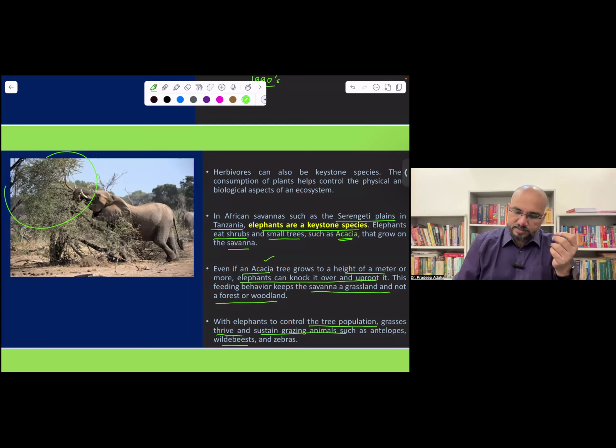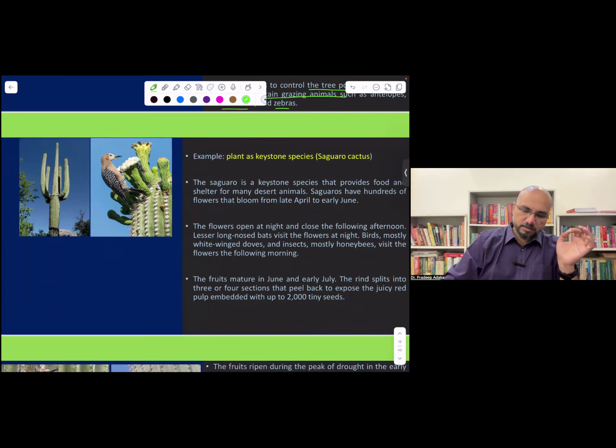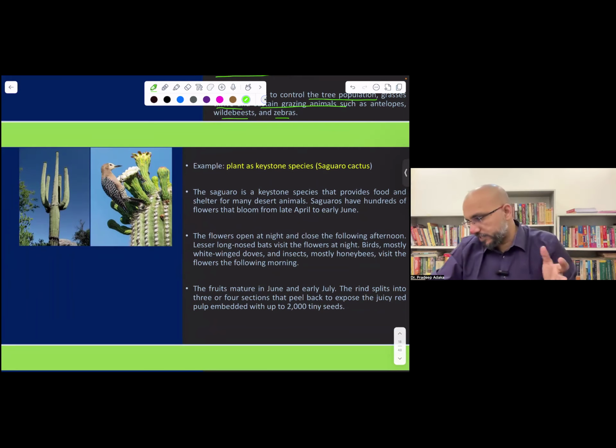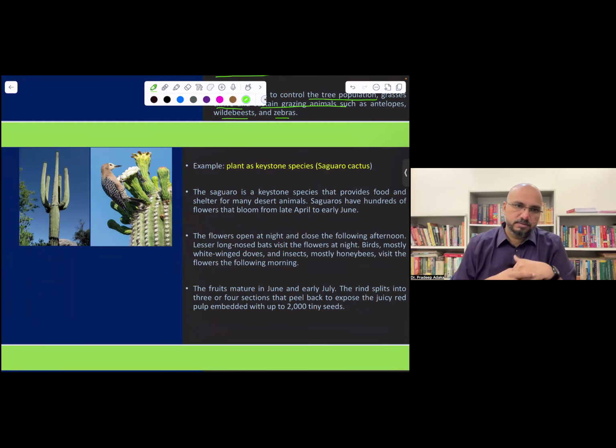So wildebeest, zebra, they depend upon the grass. Okay, so elephants, by knocking down these trees, they will not allow these trees to grow, they will maintain the grassland. Okay, so elephants or herbivores can also be a keystone species. Now, most of the examples of keystone species are animals. Here is an example where plant is a keystone species. So even plant species can be keystone.